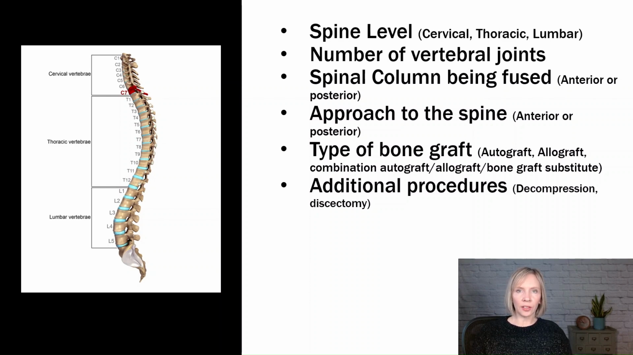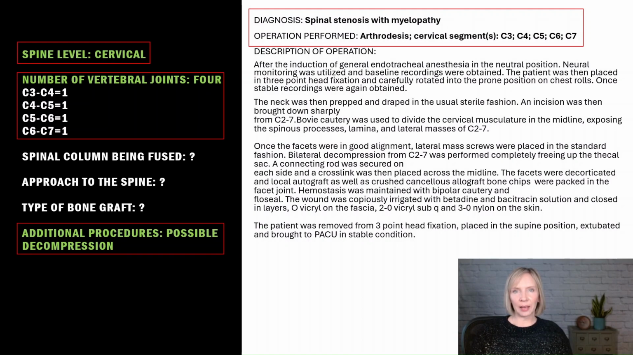You'll also want to determine the technique used to access the portion of the spine being fused, whether it was an anterior approach from the front or a posterior approach from the back. And finally, you will need to determine the type of bone graft utilized and any additional procedures performed, such as a discectomy or decompression. Let's begin by reviewing the operative report and gathering the necessary information.